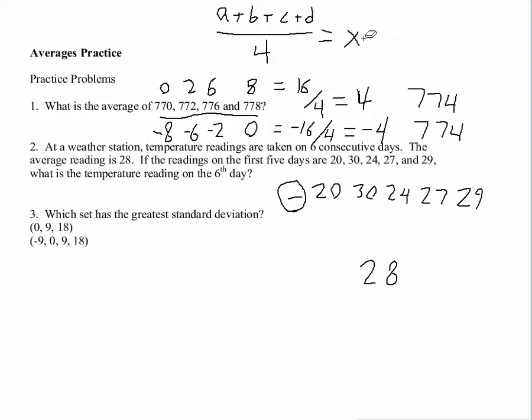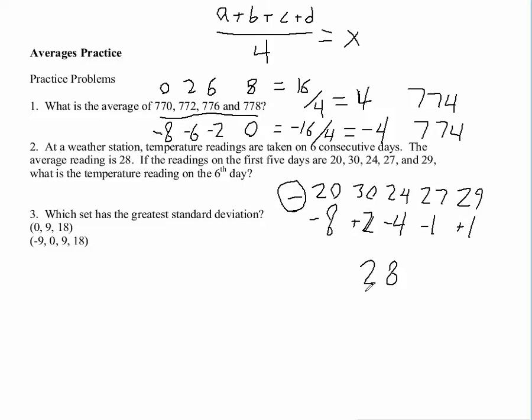A faster way to do it is to think about deviation from the mean. So we can say, well, on this day it was 8 below the average. On this day it was 2 above the average. On this day it was 4 below the average. On this day it was 1 below the average. And on this day it was 1 above the average.